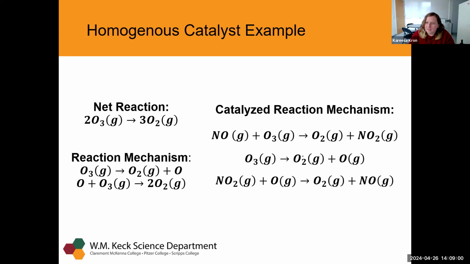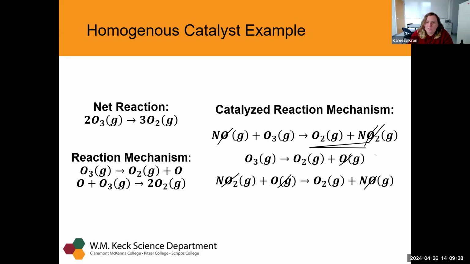But ultimately what it does is it's providing this system a different mechanism where it can undergo the same net reaction faster. So the first thing is if I look at the net reaction here, I'll have the same net reaction. So if I cancel out NO with NO, NO2 with NO2, sorry for the weird line, oxygen and oxygen, I'm left with the same two O3s and the three O2s in my net reaction.